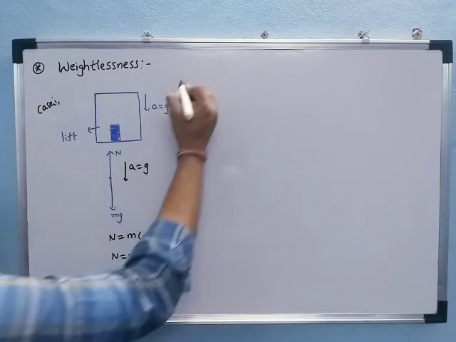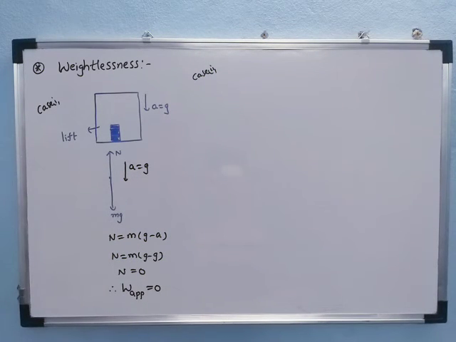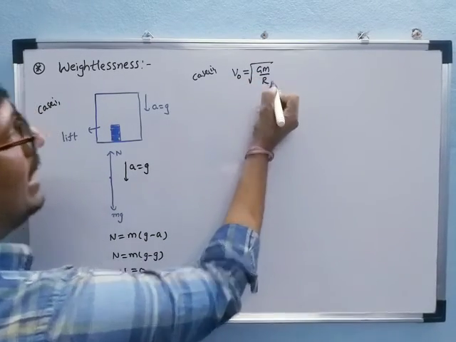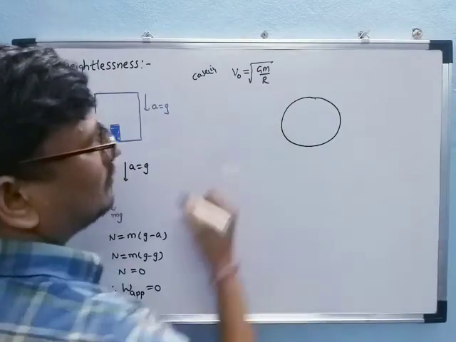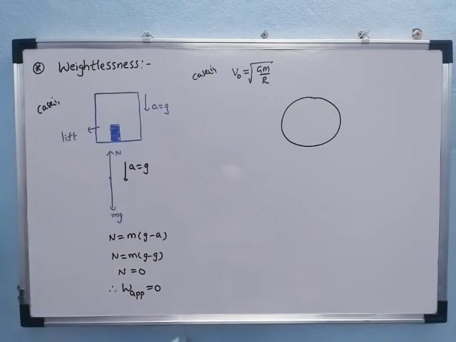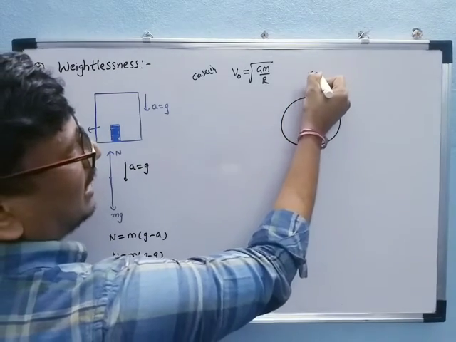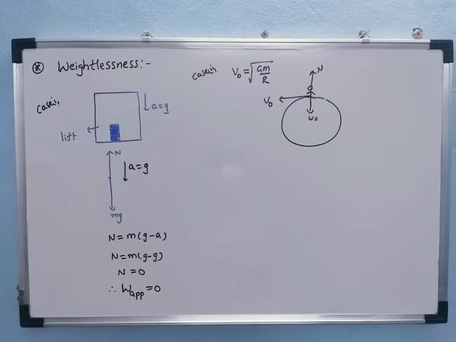Next, the second case. Consider a person in a satellite revolving around the earth, close to the surface of the earth. The orbital velocity v naught is equal to the square root of GM by r. Now this is the orbit, and here the person is present. Its weight acts downward and the normal reaction acts upward, and it moves with velocity v naught.